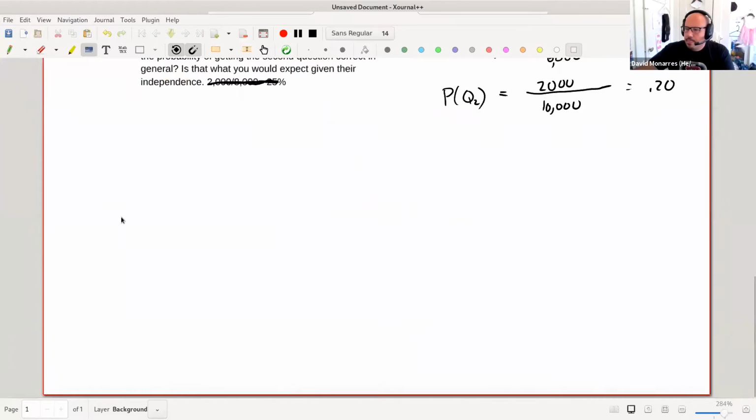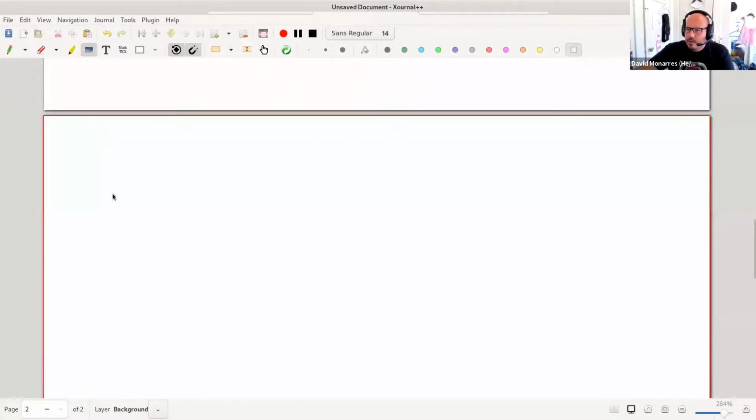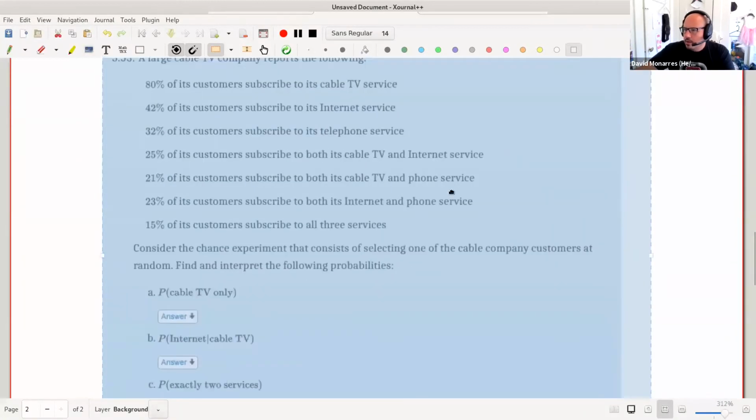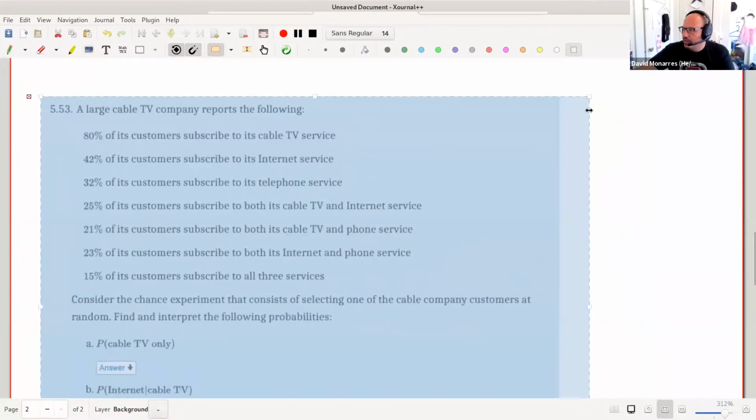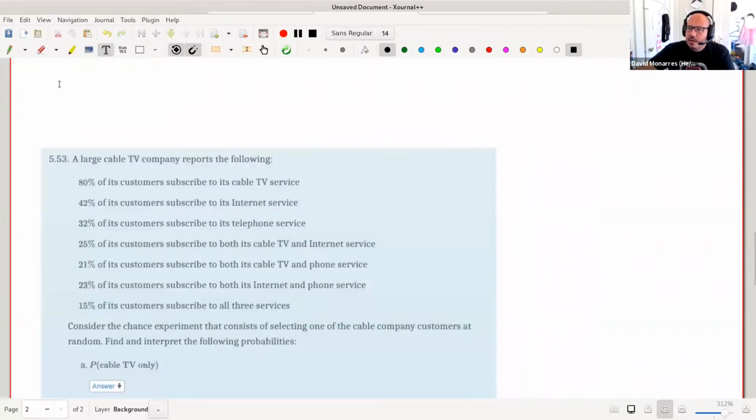Okay, so here's what we're going to do. And like I said, our goal is basically to look at this right here. My title for this would be dealing with 3 or more events.